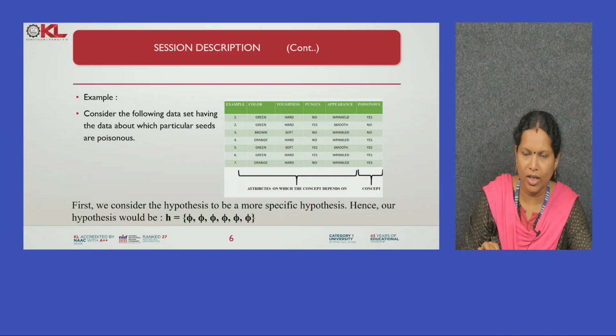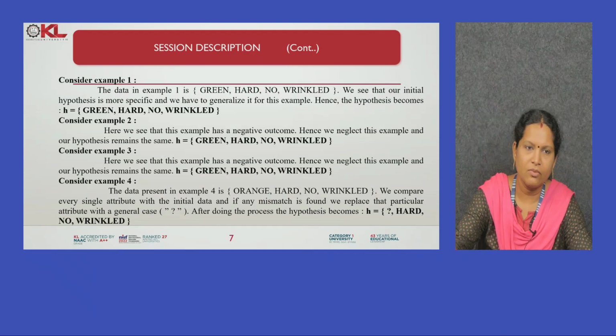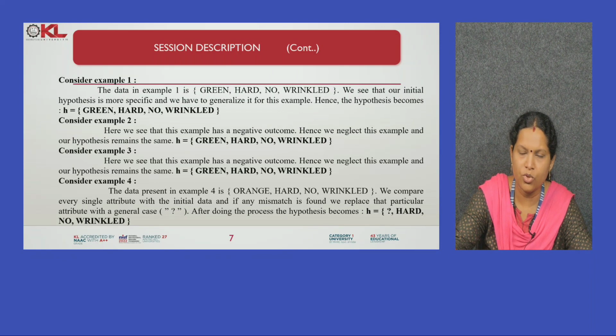So we have to find the hypothesis for this example. We see that our initial hypothesis is more specific and we have to generalize it for this example, right? So here we have the specific hypothesis, and we are going to generalize it for the given example. Hence the hypothesis becomes H equal to, write it as it is, green, hard, no, wrinkled, right?